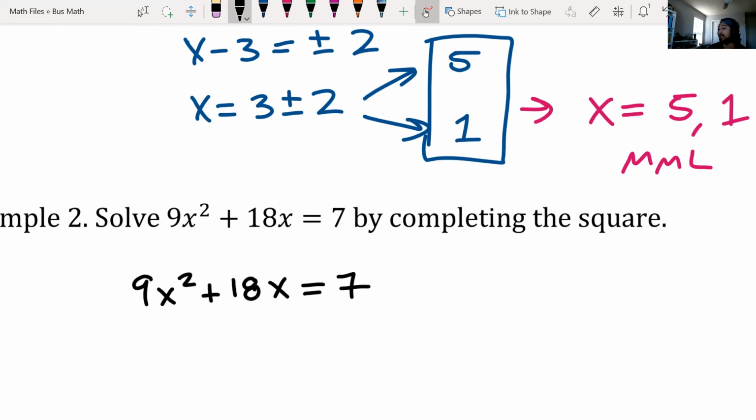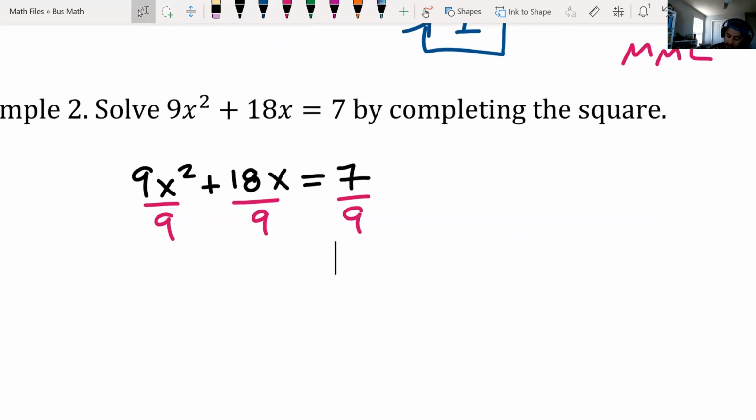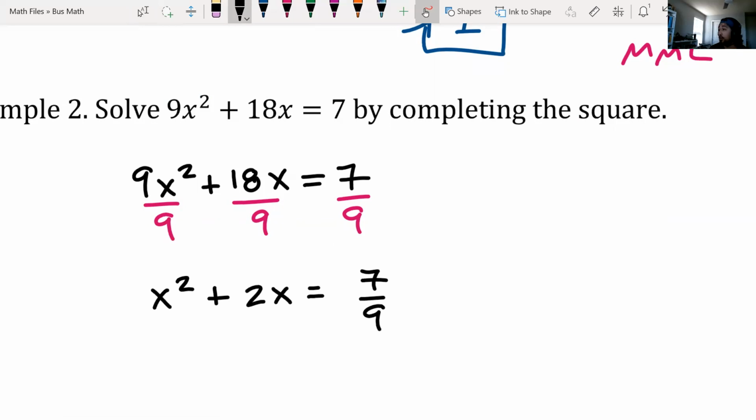What's great about this being an equation is that we can manipulate it how we want, which means that if I want to get a 1 in front of that x squared, all I'm going to do is divide everything by 9. We're allowed to do this because it's an equation. So if I do that, I'll get x squared plus 18 divided by 9, 2x, equal to 7/9. Okay, and now we are in the perfect form.